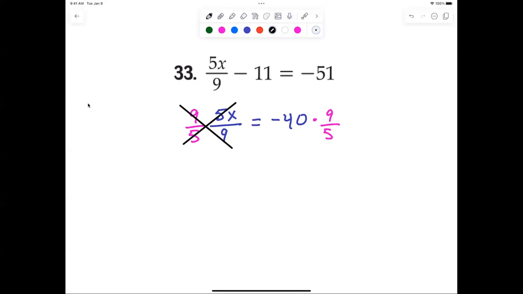Because you're trying to isolate the X, not the number. You said something earlier about, if this was just 5X, we would divide by 5, right? We're trying to get rid of everything around the X. So the 5/9 is the problem, not the 40. You hear me?